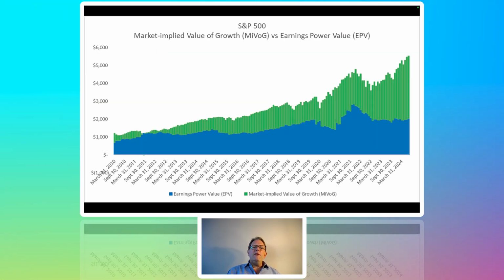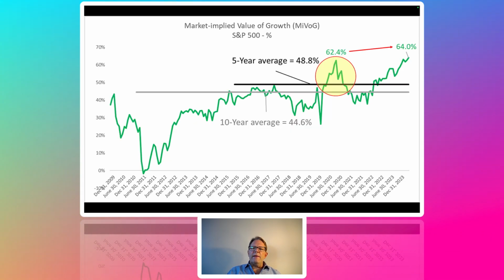All right, what I did show is the market implied value of growth for the S&P 500. And the blue part will always be a darker blue, will be your earnings power value. And market implied value of growth will always be green. As I said in the last video, I don't have invested capital for the S&P 500, so we're looking at earnings power value rather than invested capital and present value of competitive advantage. But still, we get to walk through it.